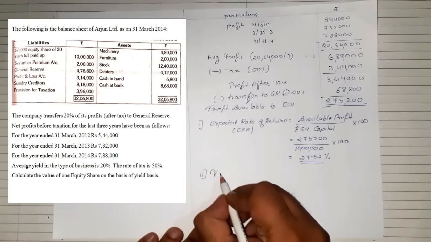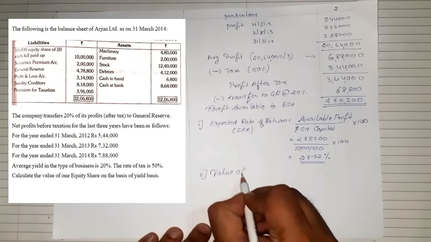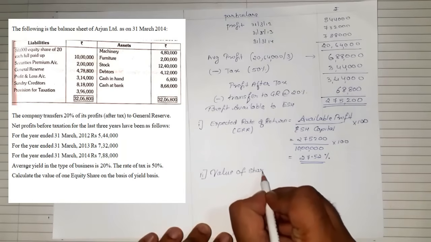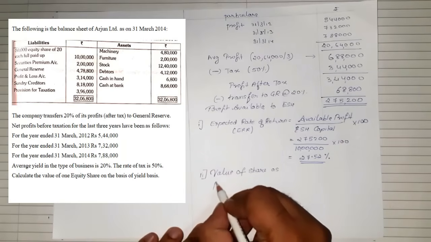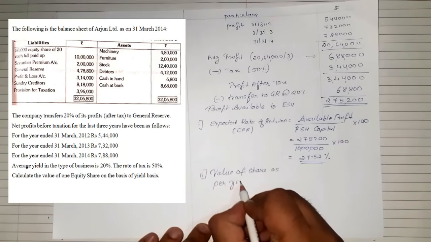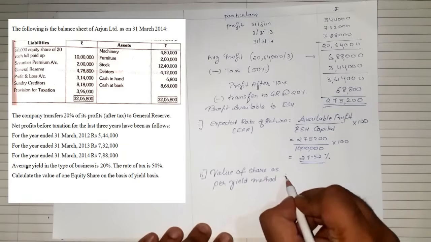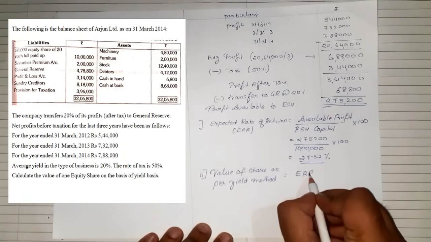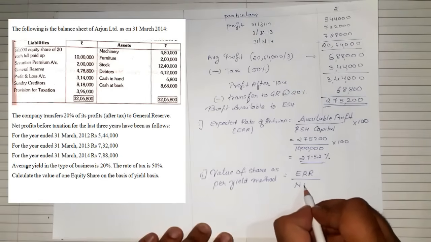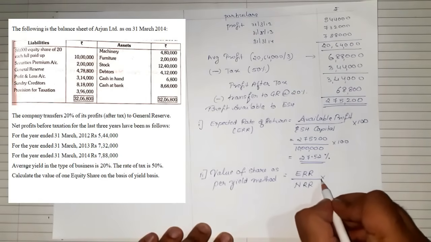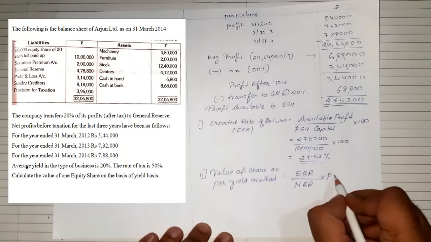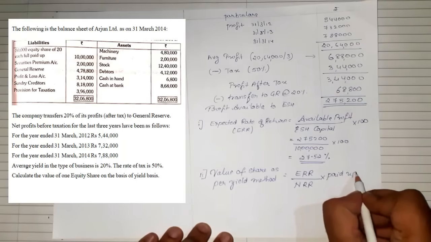Now the last step, once you get the expected rate of return, is finding the value of share as per yield method. The formula is very simple. ERR, that is expected rate of return, upon NRR, normal rate of return, into the paid up value of equity share.